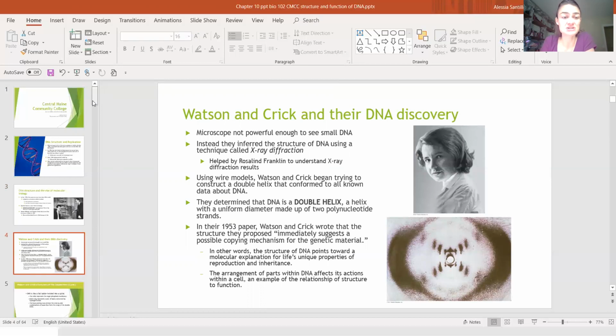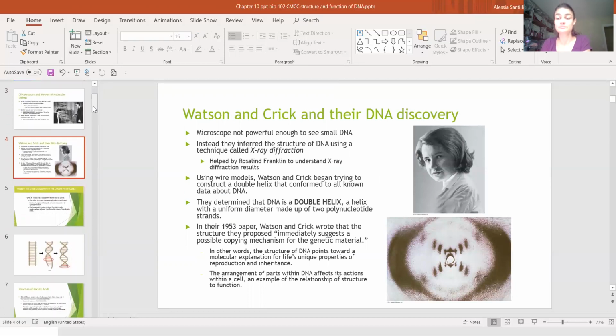So how did they actually discover the structure of DNA? And even as they discover it, we'll talk about what the structure of DNA actually looks like. The microscopes at that time were not powerful enough for them to see the really, really teeny tiny DNA. Instead, they used something known as X-ray diffraction, which is basically they would take a molecule of DNA, which is what I have right here.